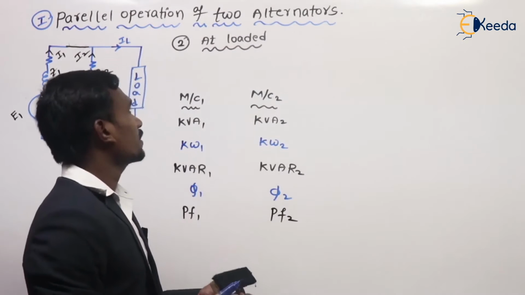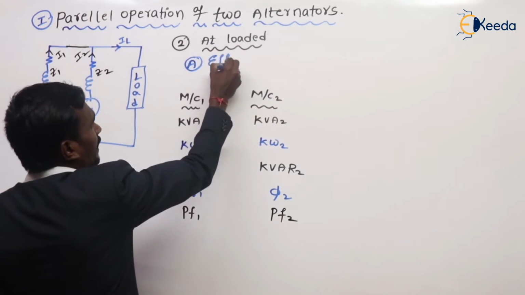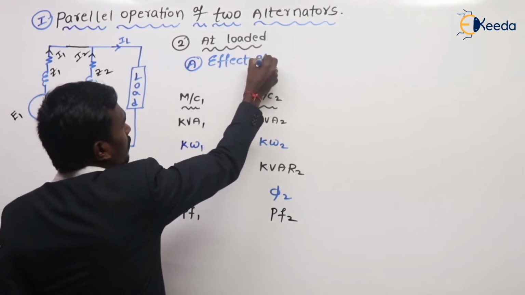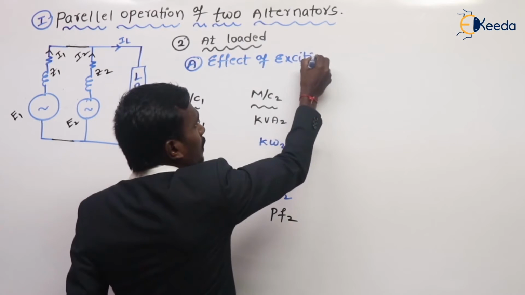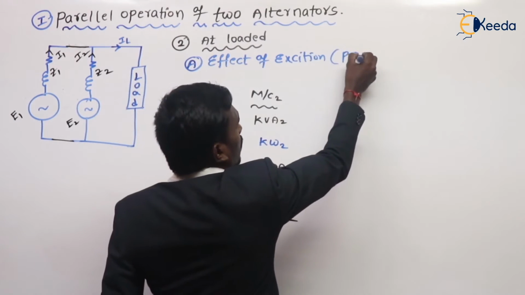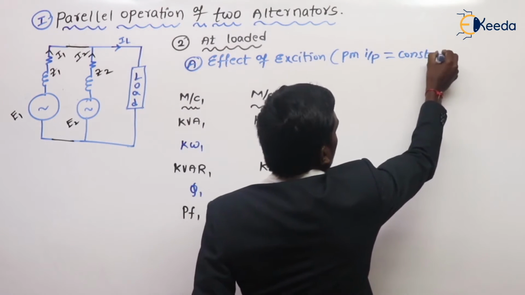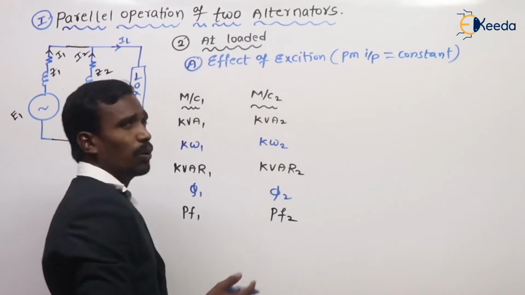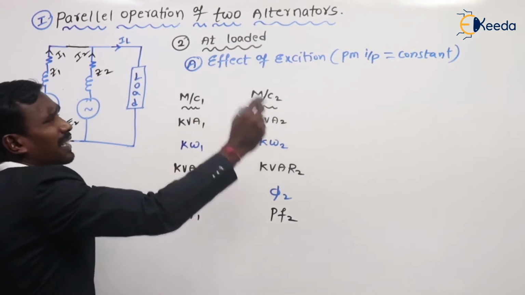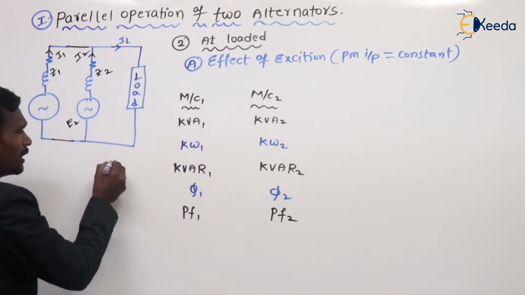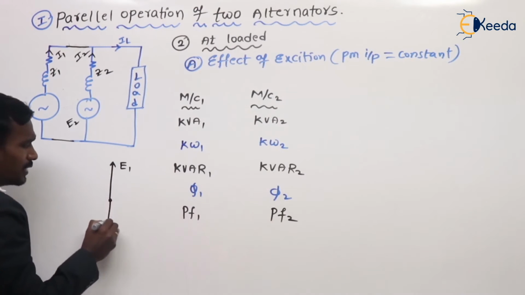Now, what is our topic? The first topic is the effect of excitation, when the prime mover input is maintained constant. So exactly, effect of excitation. Here actually we have E1 and E2.